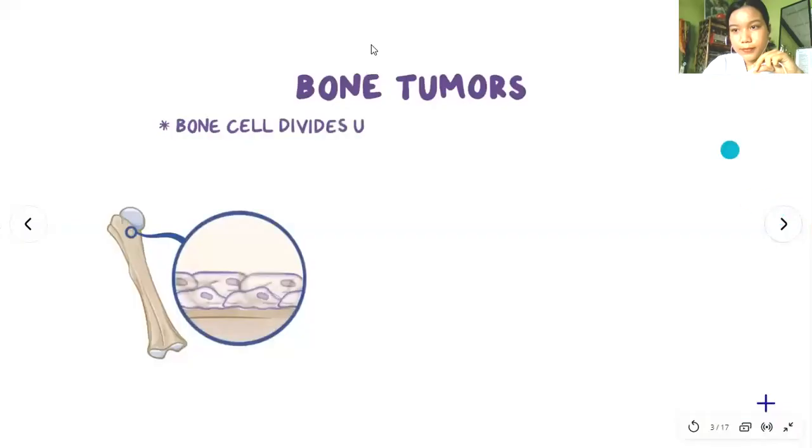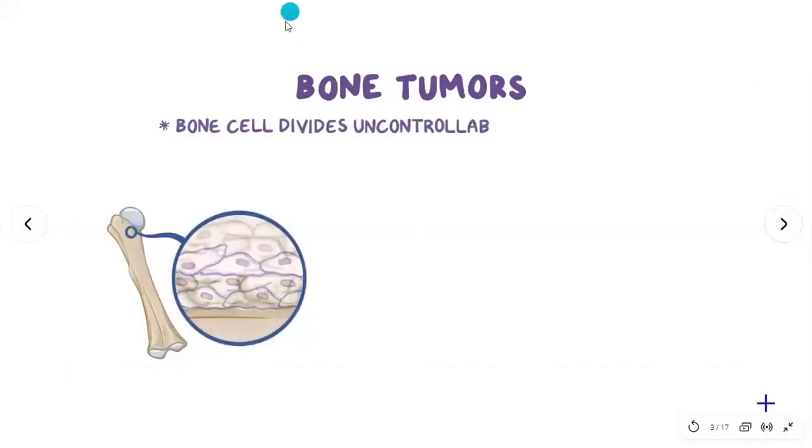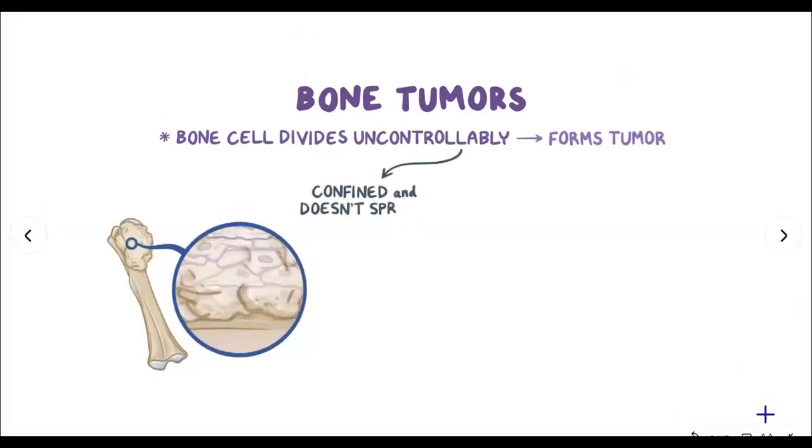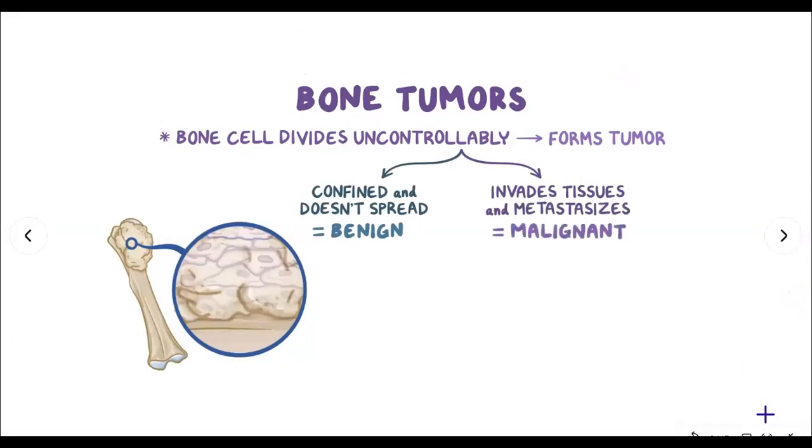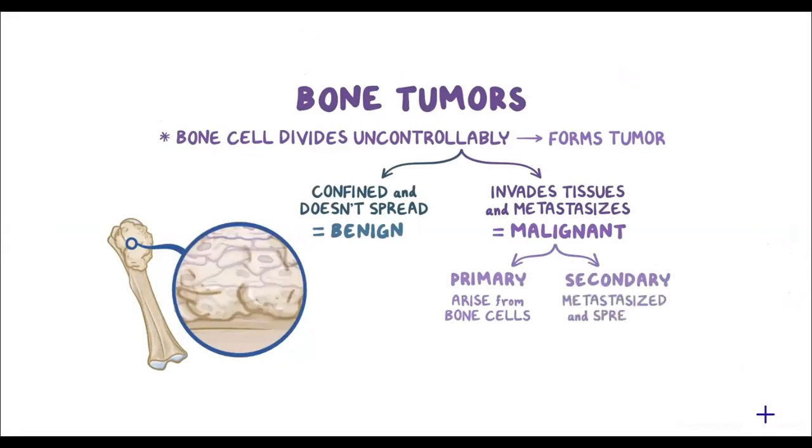The bone cell divides uncontrollably and forms a mass or tumor. If the tumor remains confined and doesn't spread into surrounding tissues, then it's considered benign. But if the tumor invades into surrounding tissues, metastasizes, or spreads through blood or lymph, then it's considered malignant. Malignant tumors can either be primary, which is when they arise from bone cells, or secondary, which is when a tumor develops somewhere else in the body, metastasizes, and spreads to the bones. The most common sources of tumor cells that affect the bones that start somewhere else in the body are the breast, prostate, the lungs, the thyroid, and the kidneys.